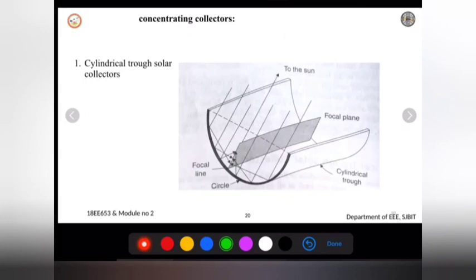So next one is your cylindrical trough solar collector. Once again, it is almost similar to the previous case. The only thing here is it is a linear translation. You can see the focal plane is in a different way. Whereas in the previous case we had a tube where the fluid is to flow, here it doesn't have any tube type. It has something like a focal line or a focal plane, which you can see in the diagram.